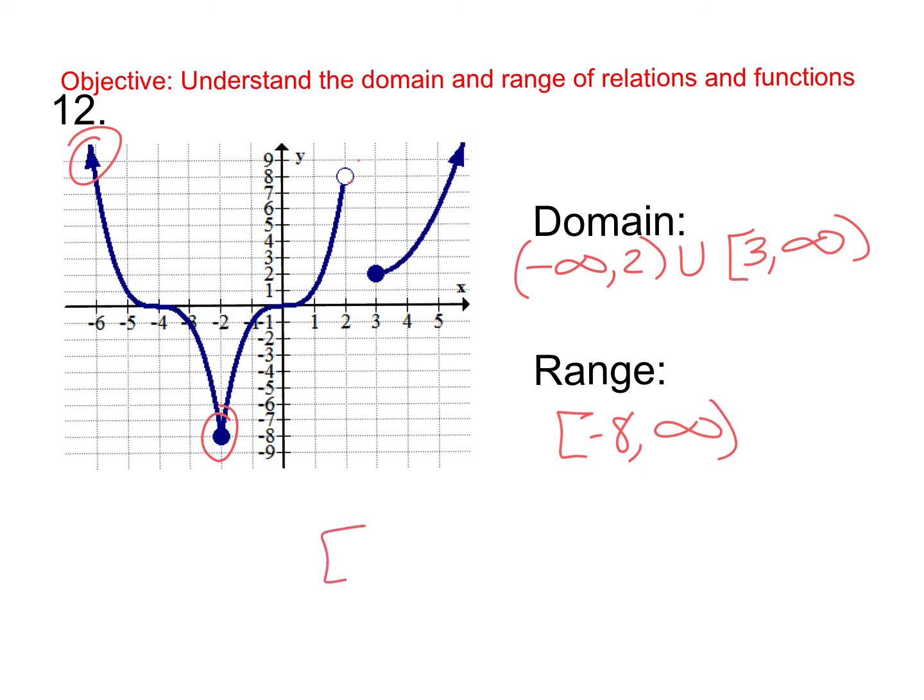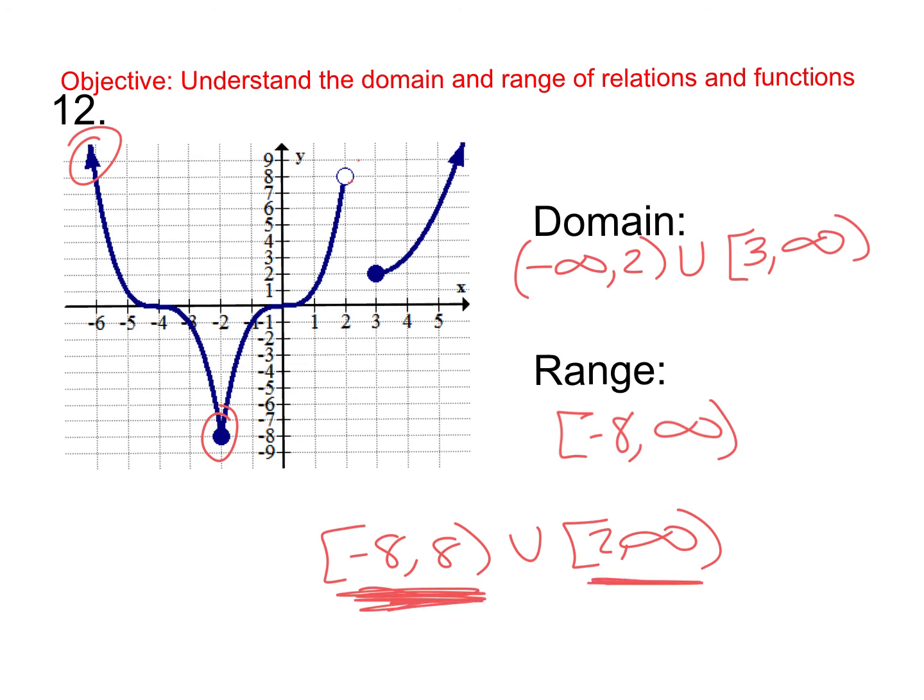So what I get a lot of is -8, comma 8, and then 2 to infinity. The problem with this is, remember, you're not supposed to double count things. This interval includes 2 through 8. And then this interval also has 2 through 8. So you're double counting, which is why you shouldn't do it like that. It should just be the -8 to infinity.